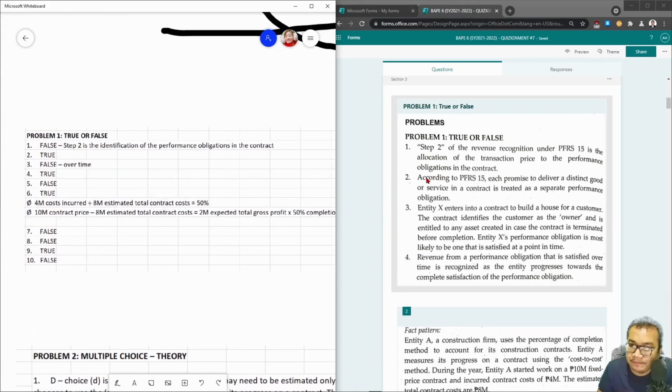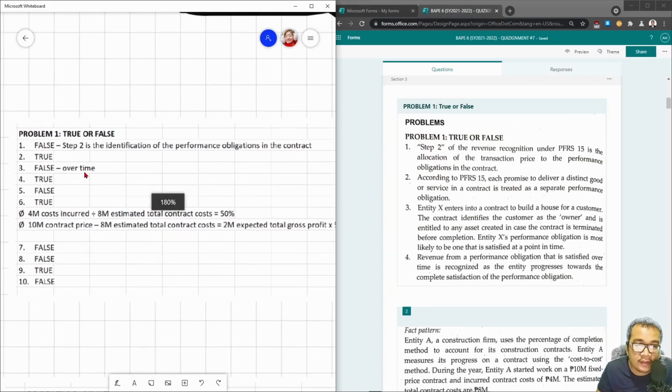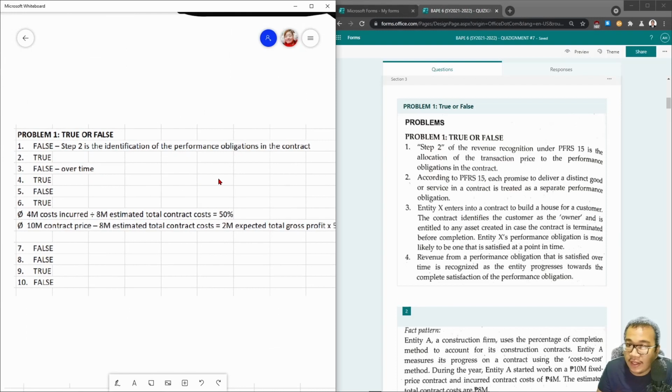So, ang una, problem 1, true or false tayo. Number 1, Step 2 of the revenue recognition under PFRS 15 is the allocation of transaction price to the performance obligation of the contract. That is false kasi ang step 2 is identification ng performance obligation sa contract. Number 2, according to PFRS 15, each promise to deliver distinct good or service in a contract is treated as a separate performance obligation. Yes, na-discuss yan.